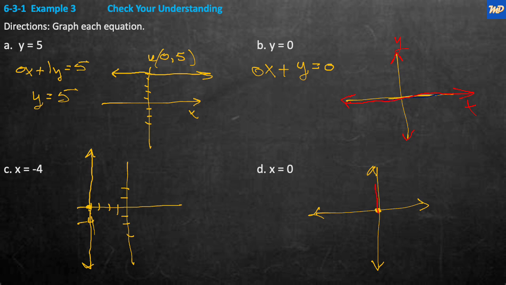X is 0 means that everything, no matter what you select for y, infinitely, x is always 0. So it could be, let's pick one. How about 0, comma 3? Well, here's 1, 2, 3. So if I plotted that point there, it's still on the x equals 0 line. It's always going to be on x equals 0. Okay, I think you've got it.